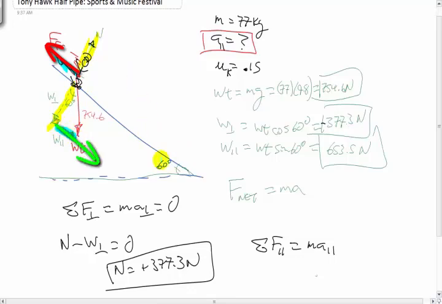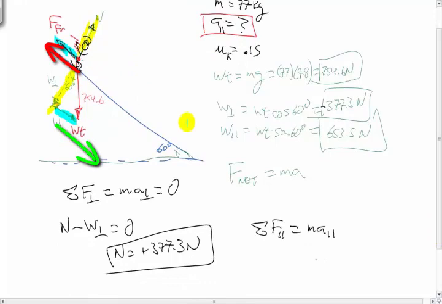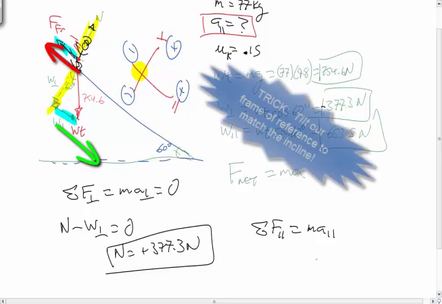And since we're going down, weight parallel we're going to call positive. We're going to call going down the incline positive. Here's our frame of reference. We tilted our head, right? Instead of calling this x and y, it's perpendicular and parallel. And we're going to call going down the incline positive, going up the incline negative, being pushed up the incline positive, being sucked down onto it negative. Just for a frame of reference, which is easy to mess up.